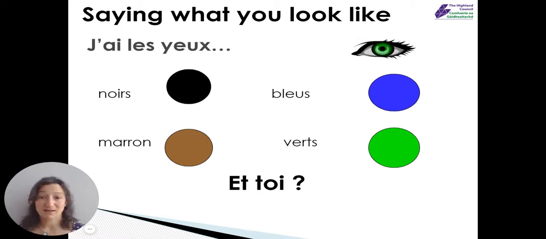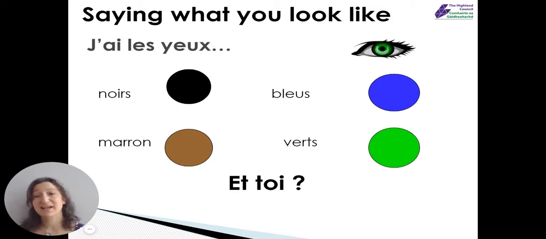So j'ai, I have, j'ai, les yeux, répétez, j'ai les yeux, très bien, j'ai les yeux. Notice it's les yeux, it slides together, the Y is like a vowel, and the S becomes like a Z sound, les yeux, les yeux. J'ai les yeux, and then we've got the colours.